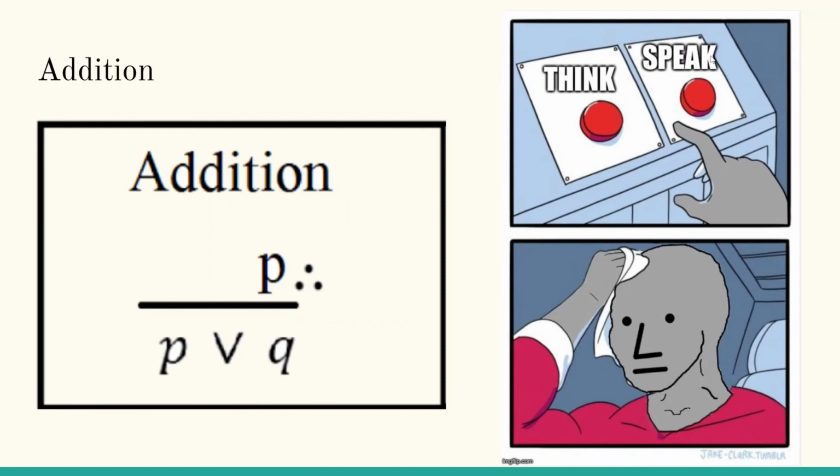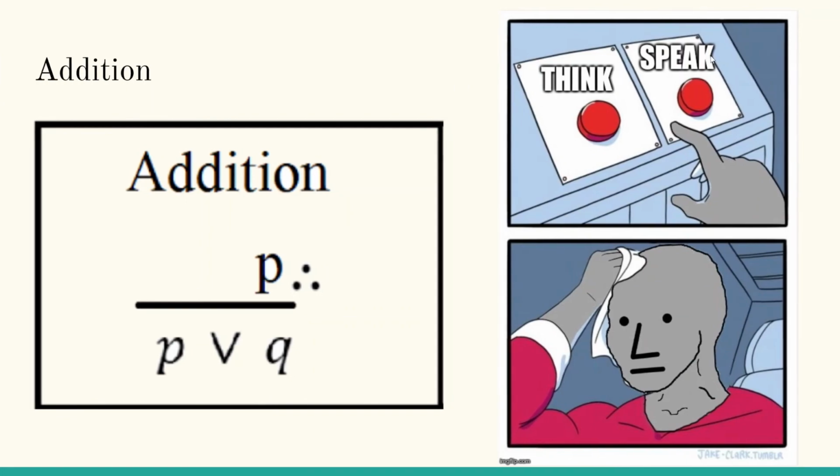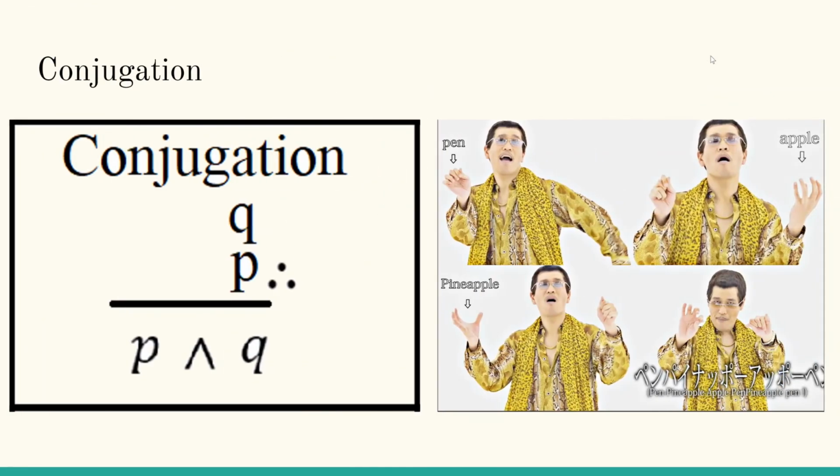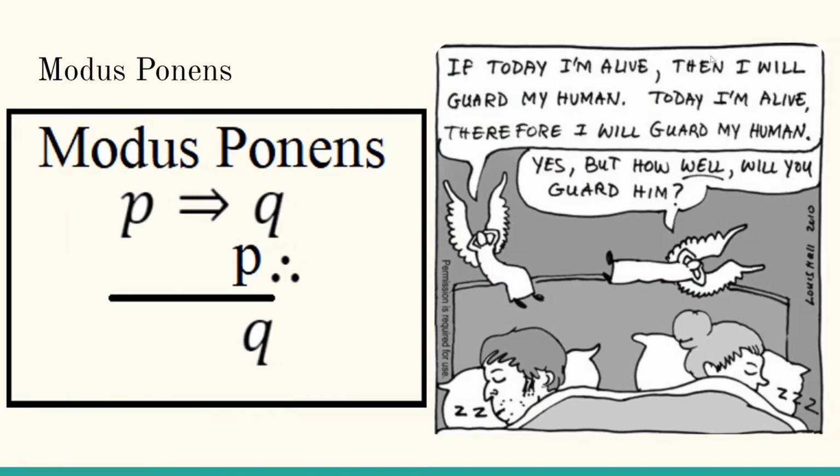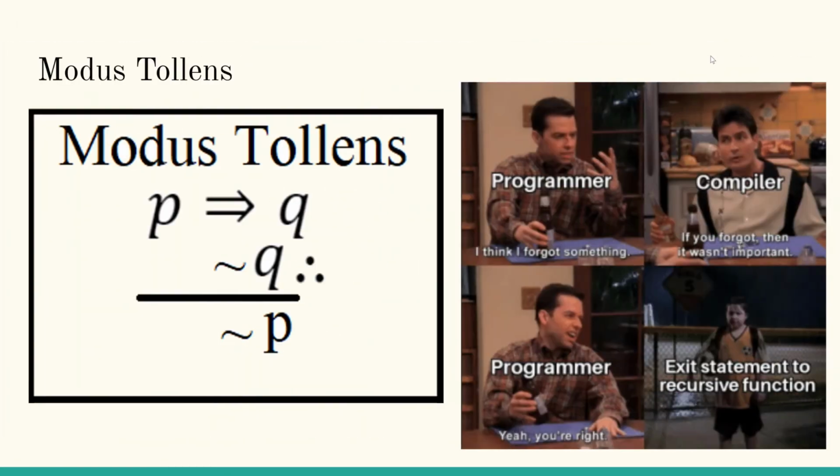Addition states if P is true, then P or Q is true. Conjunction states if P is true and Q is true, then P and Q is true. Modus ponens asserts that if P implies Q and P is true, then Q is true. Modus tollens asserts that if P implies Q and Q is false, then P is false.